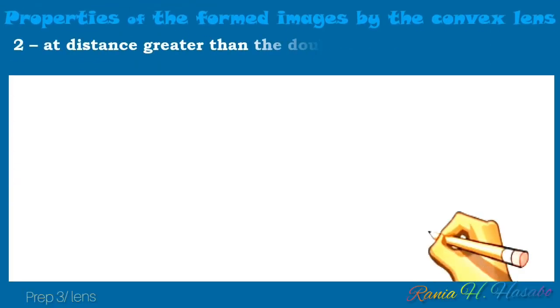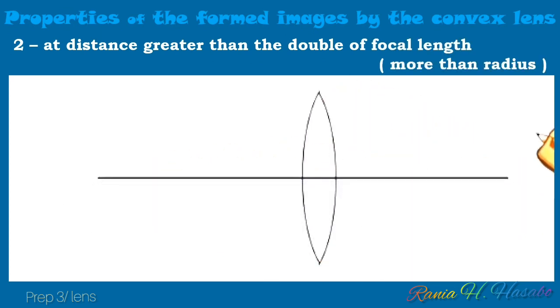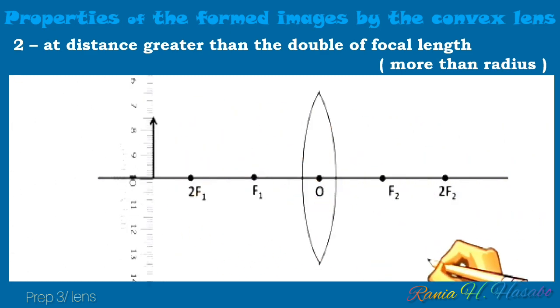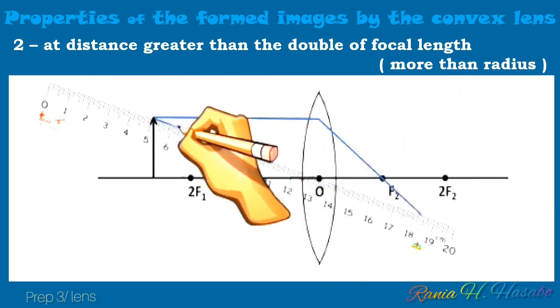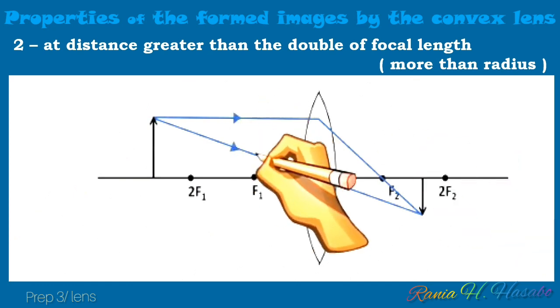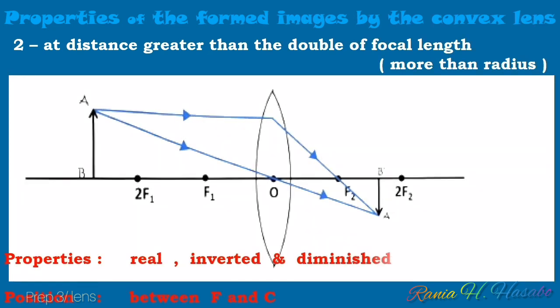Number two, at a distance greater than the double focal length, after the center of curvature. We draw a ray from the highest point of the object. Number one falls parallel, refracts, and passes through the focus, and the second one passes by the optical center, which passes without any refraction. So the image is formed between the center and the focus: real, inverted, and minimized.